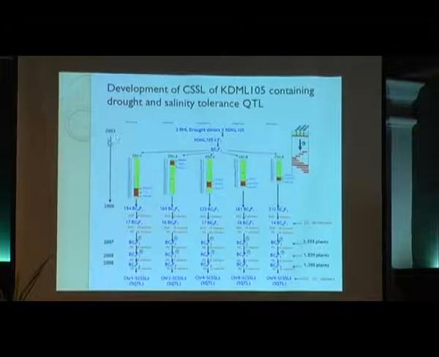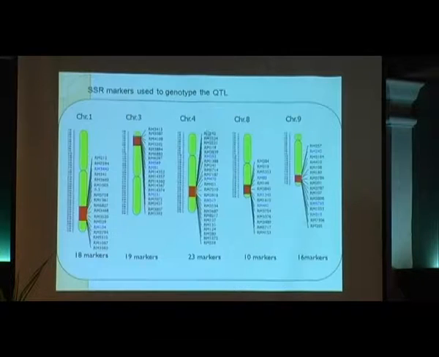So we started the crossing in 2003, and from that time to 2006, we developed the backcross 3 and backcross 4 by marker-assisted backcrossing, and we used three microsatellite markers to follow up the region of the QTL. And from then on, we backcrossed again, and we had backcross 5, and we kept adding microsatellite markers. In the selfing generation, when we started at backcross 5 F2, we worked on more than 2,500 plants, and we added as many microsatellite markers as we could. So here you will see the number of markers that we added in the region of the QTL.